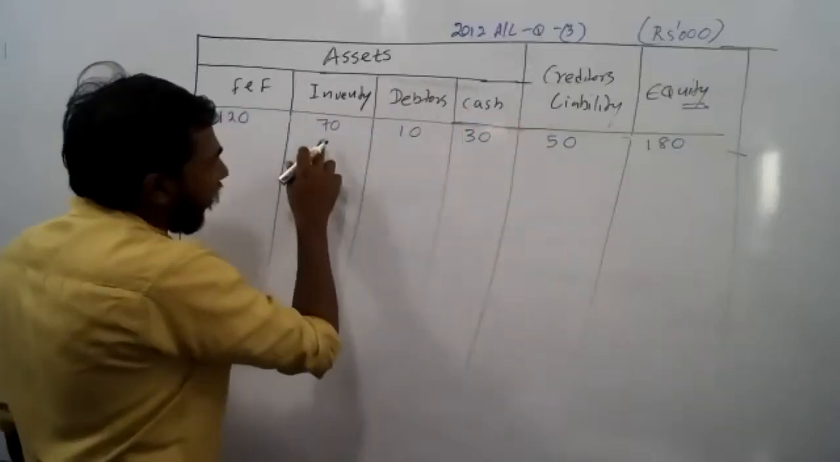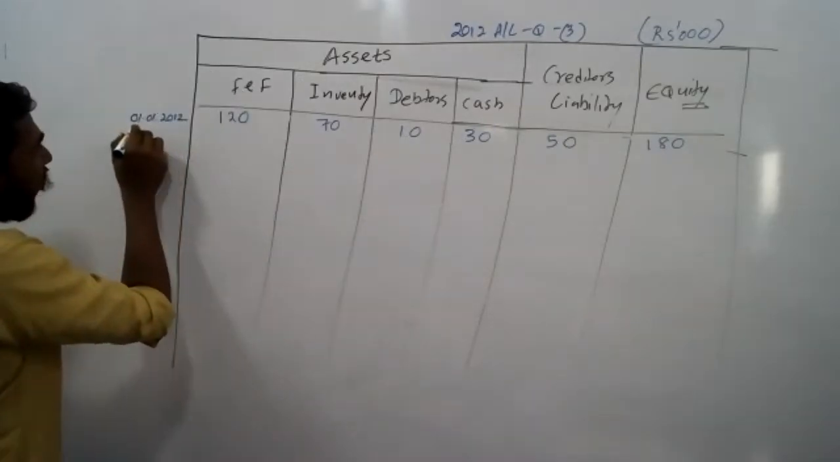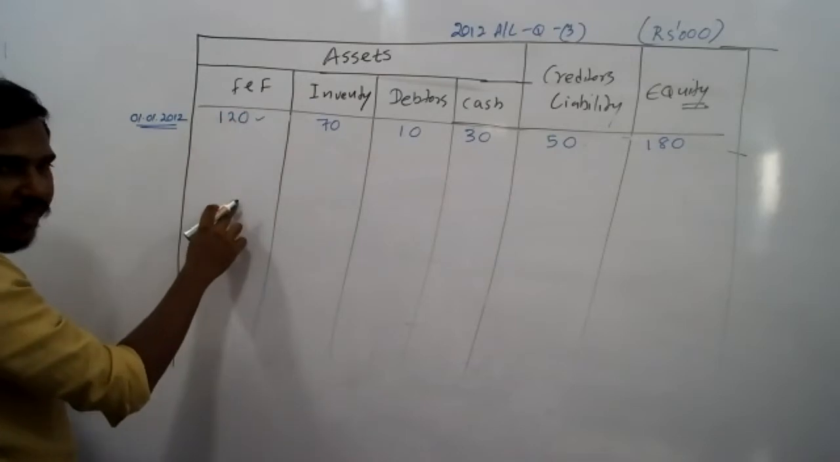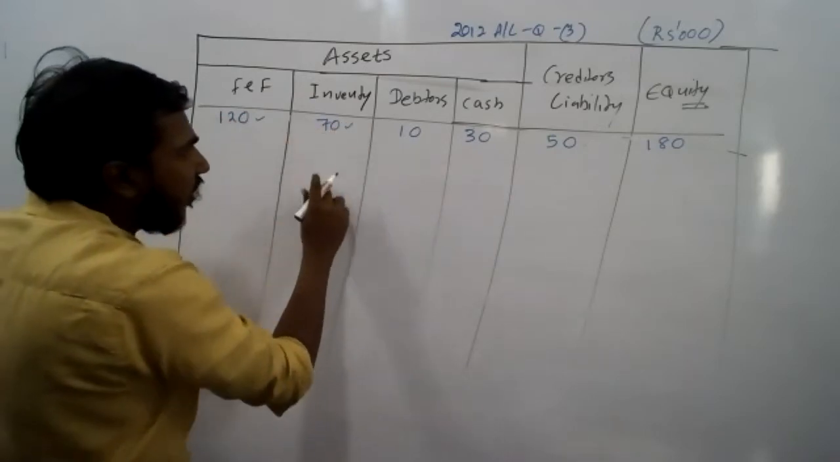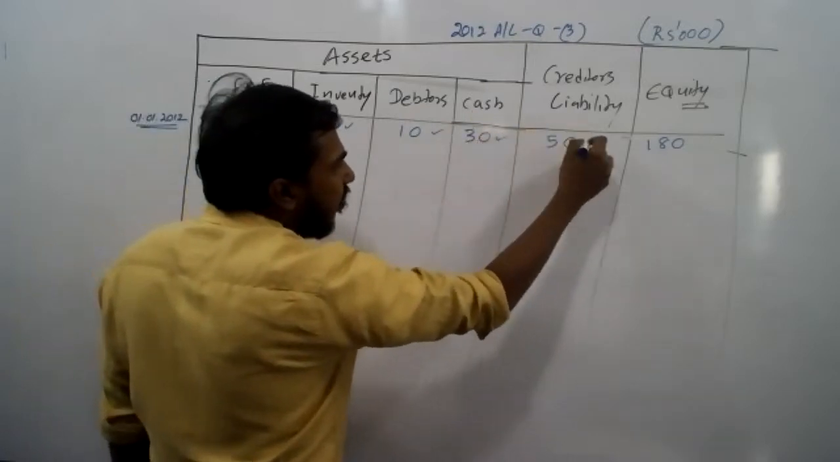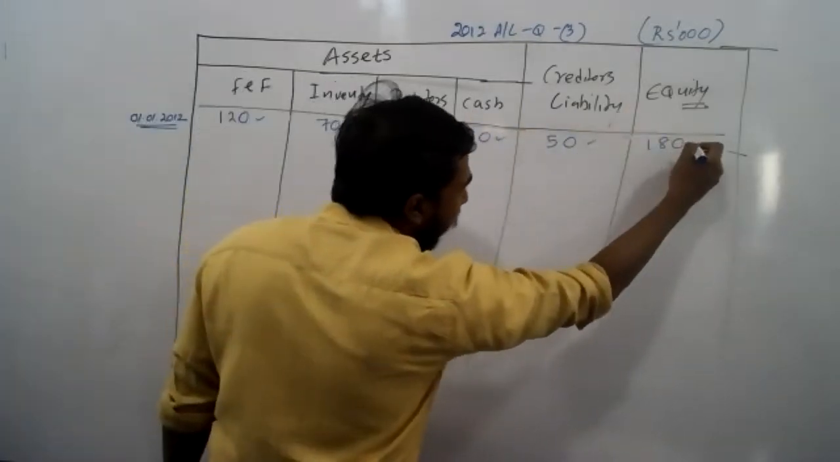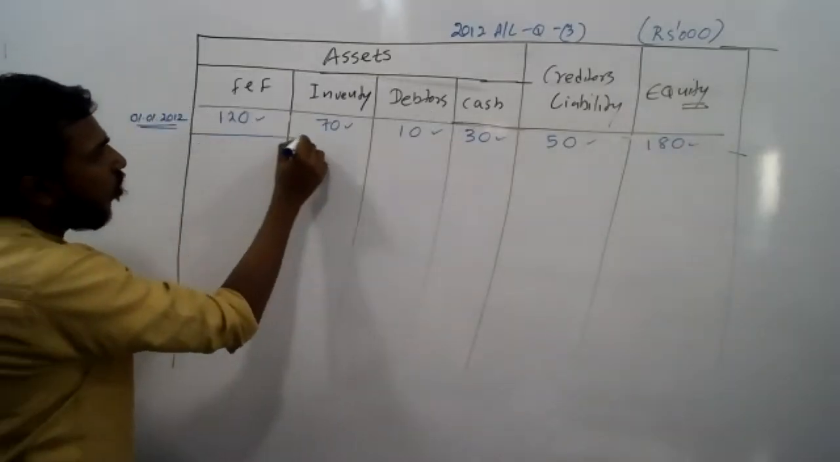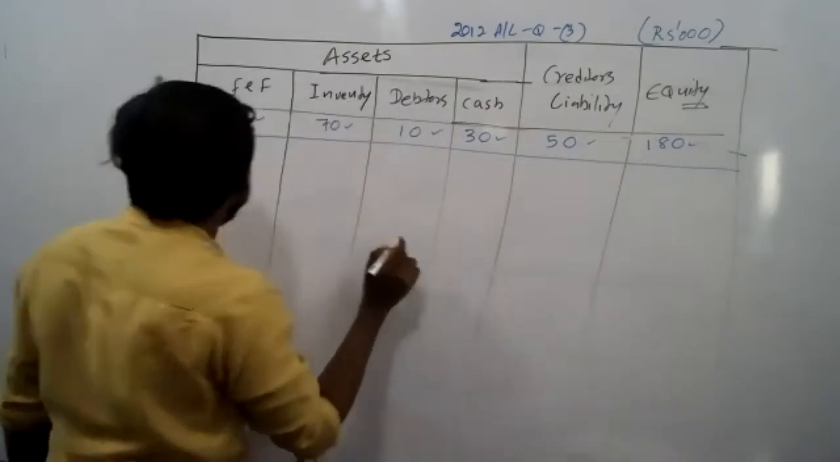So these are the opening balances. That means for 1st of January 2012, furniture and fittings you had 120, inventory you had 70, debtors you had 10, cash you had 30, liability, the creditors, you had 50, and the equity is 180. Clear? So now we'll move on to the transactions.